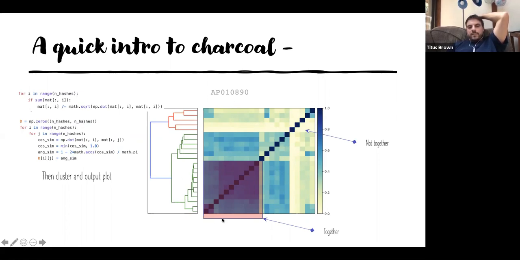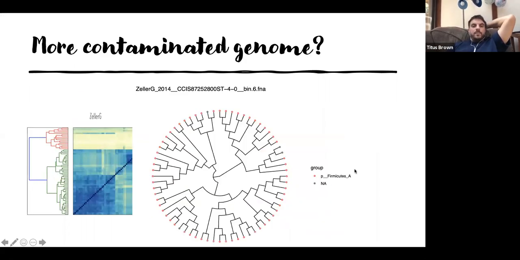You can see like in the clustering, there's a bunch of hashes that cluster together across metagenomes, and there's like some that aren't together. And we're hoping to use this information to figure out which bits of which genomes don't really belong together. And then we add some taxonomic information in here. So you can see like in this particular contaminated genome, Zeller something or other, there's this Firmicutes plot here. And we're thinking that this may indicate that these contigs are not like super good. So, that's the background on the charcoal project.